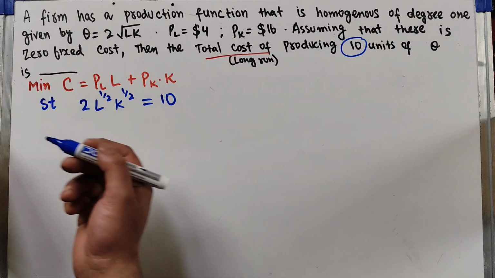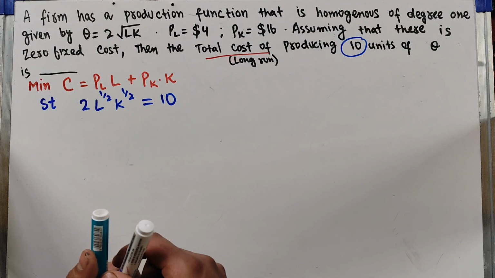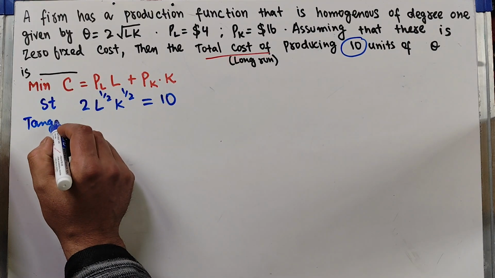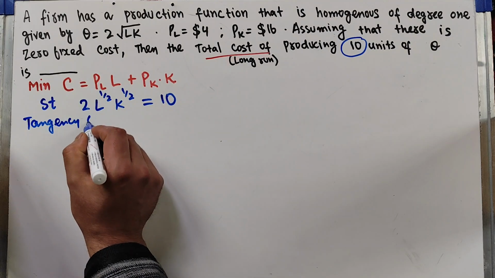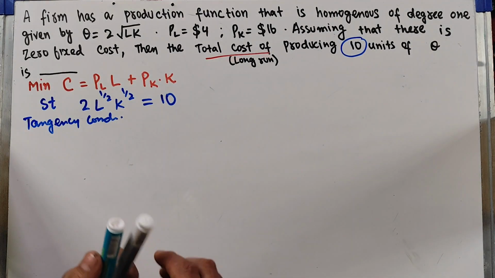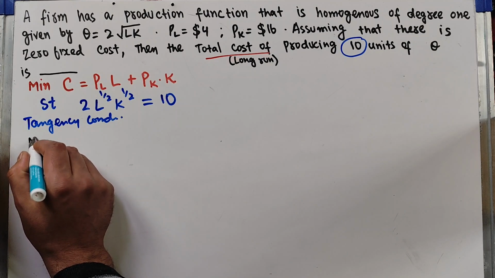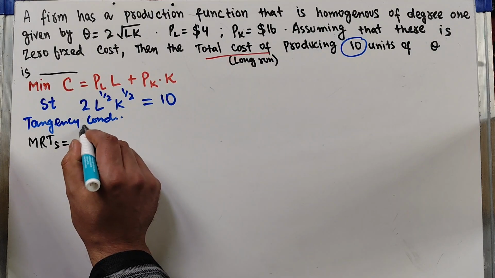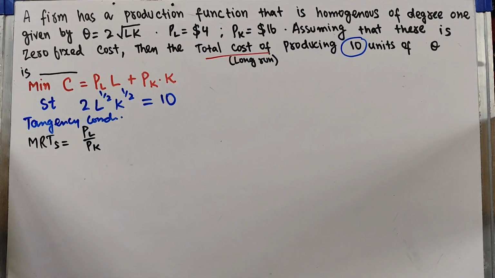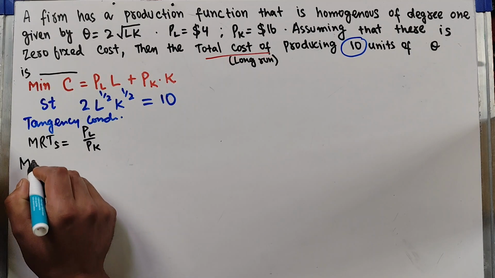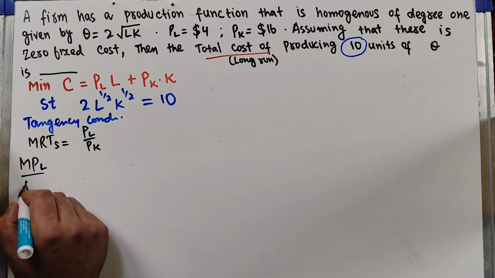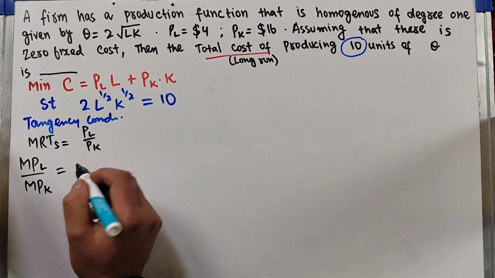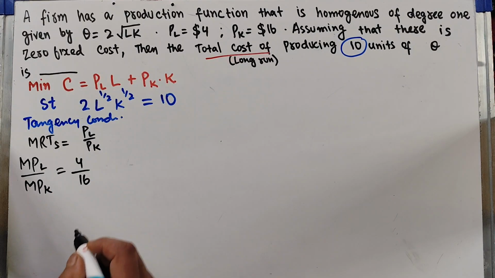Now how do we solve this? Let us use the tangency condition here, or first order condition for optimization. It requires that the marginal rate of technical substitution between labor and capital should be equal to price of labor upon price of capital. MRTS is marginal product of labor upon marginal product of capital. It should be equal to price of labor upon price of capital. Price of labor is 4, price of capital is 16. What is MPL?